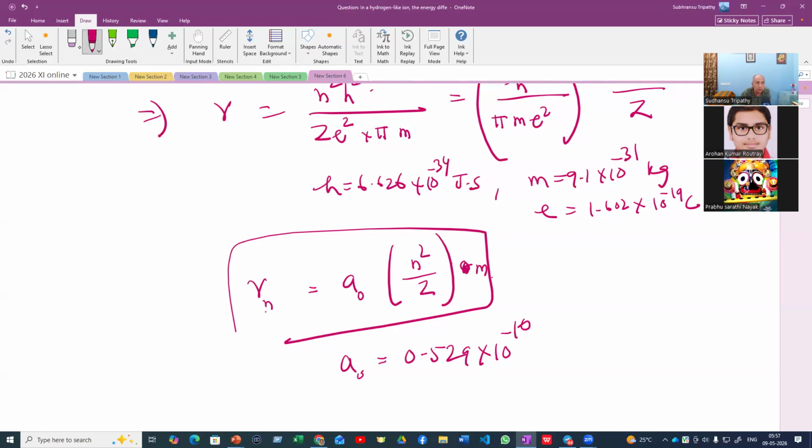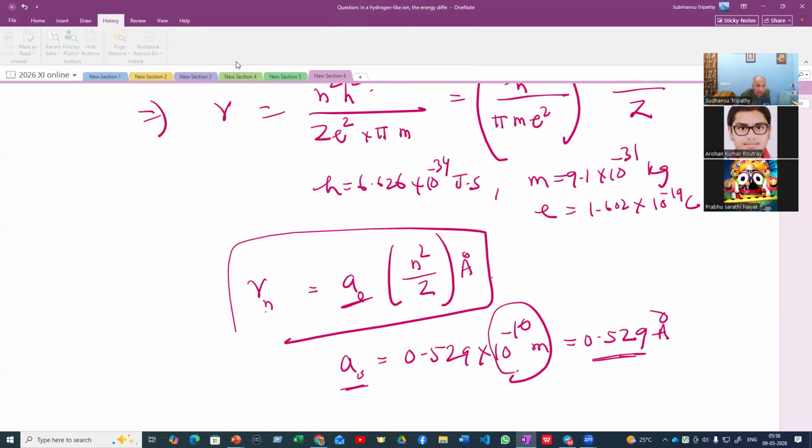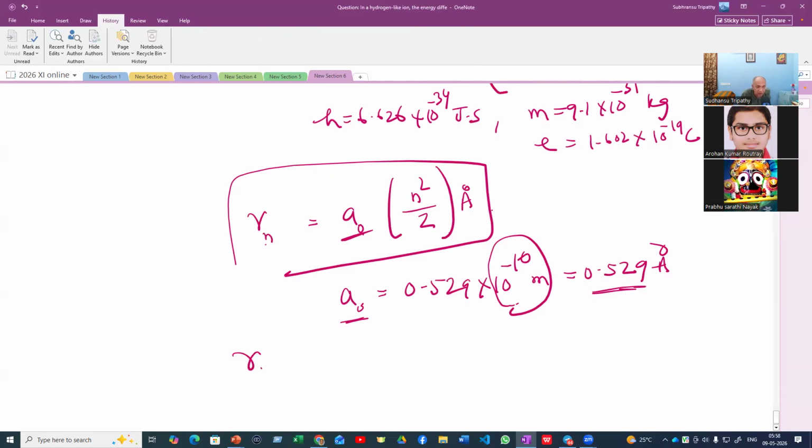So this is coming in meter. We'll call it, say, in angstrom. So a naught is equal to 0.529 into 10 to the minus 10 meter, or 0.529 angstrom. So in angstrom the constant a naught is 0.529, but in meter it is 0.529 into 10 to the minus 10 meter, because this is equal to 1 angstrom. So finally we can get the radius of any one-electron species by using this relation.